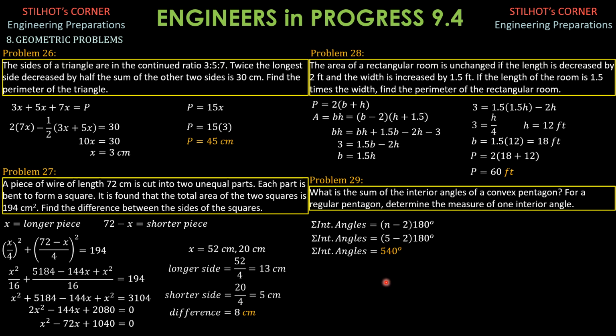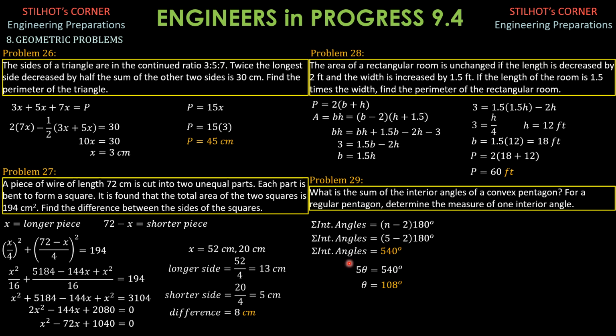Now for the second question, if it is regular, then each interior angle is the same. So there are 5 interior angles, so 5 times theta equals 540. So theta equals 540 degrees over 5, and that is 108 degrees.